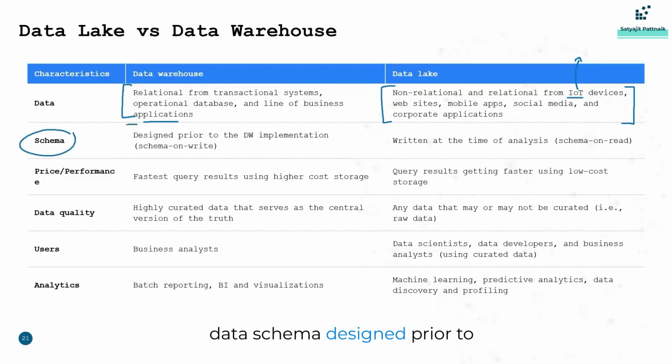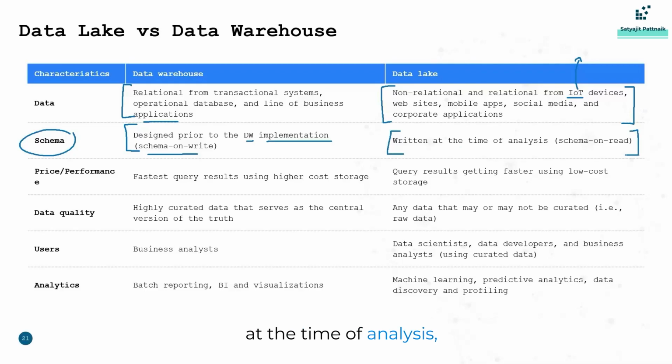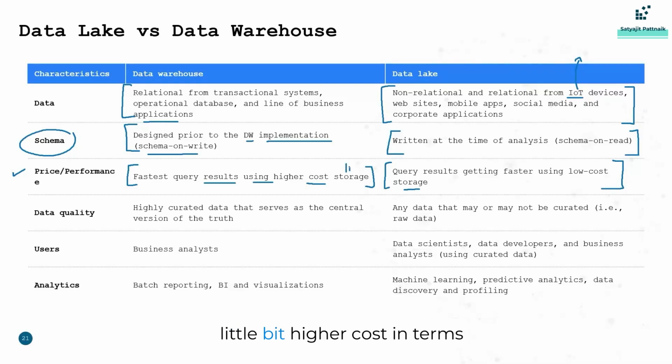Schema: in a data warehouse, the schema is designed prior to the DW implementation, that is schema on write. In a data lake, the schema is written at the time of analysis. Price or performance: in a data warehouse, fastest query results using higher cost storage. In a data lake, query results getting faster using low cost storage. So the storage is basically a little bit higher cost in terms of data warehouse as compared with the data lakes.